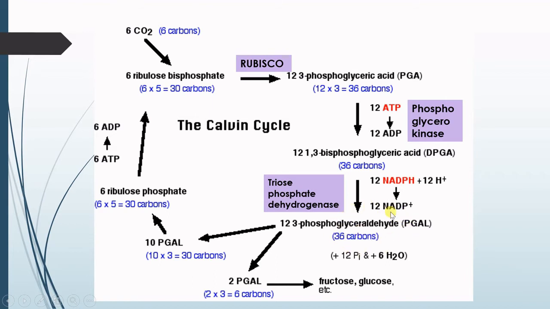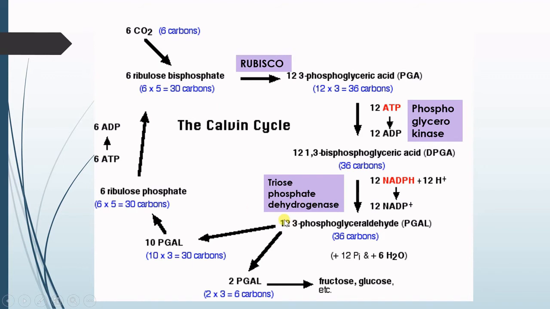Okay, so this reduction process, which is occurring in two steps, requires the presence of two enzymes also. The first step, the phosphorylation aspect, is catalyzed by the phosphoglycerokinase enzyme, and the second part, the dehydrogenation, the reduction process, is catalyzed by triose phosphate dehydrogenase. From these 12 molecules of 3-PGAL or glyceraldehyde 3-phosphate, we have to synthesize glucose or fructose, that means the hexose sugar, and also we have to regenerate the RuBP.